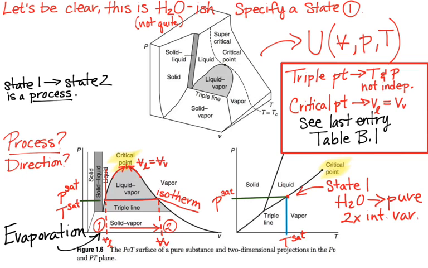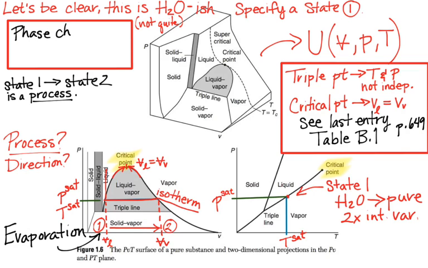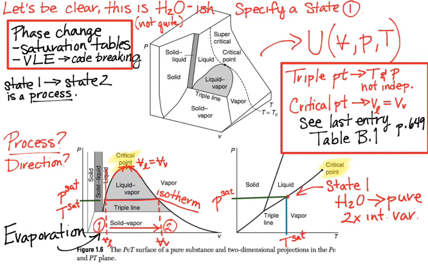All right, look at that last entry. Table B1, that's on page 649 of the Koretsky book. So we're talking about phase change. You can look at the saturation tables to better understand phase change. That's a big part of what we're doing in our homework. We're using the vapor-liquid equilibrium relationships to do code breaking, to understand different state variables, or the state of the system, the energy state of the system, using fewer variables, measuring a few variables and then ultimately understanding the whole system.